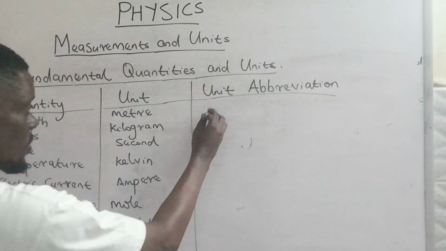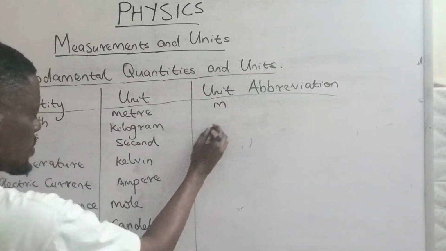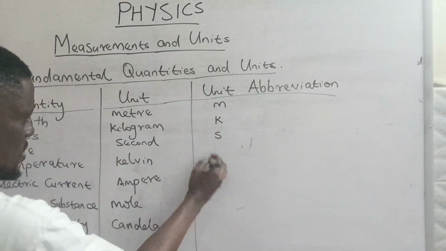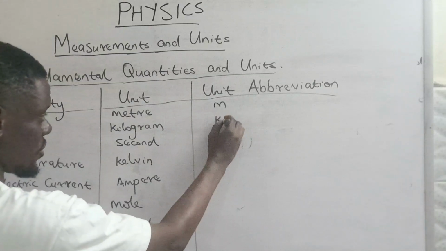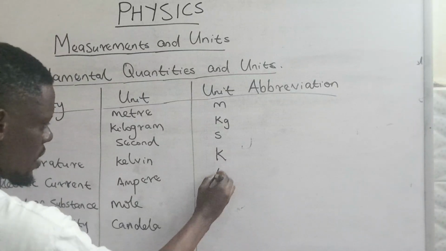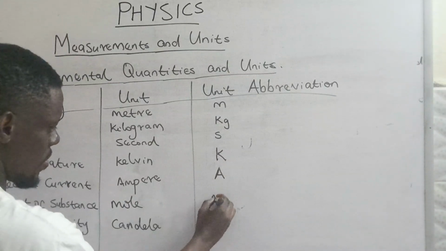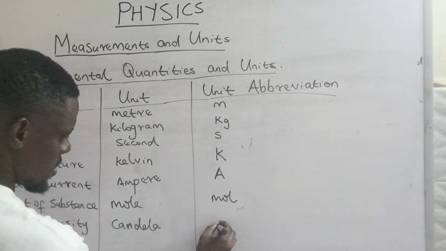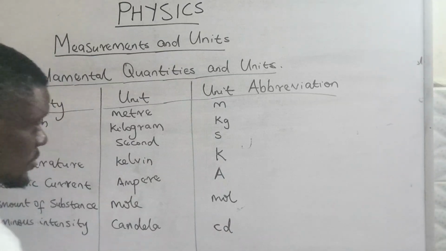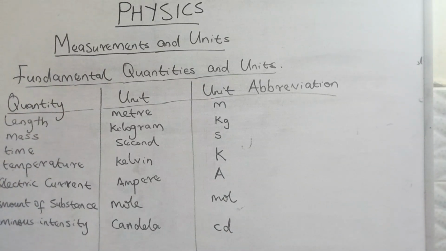So unit abbreviation for length is m, kilogram is kg, second, s, small letter, Kelvin, K, capital letter, ampere, A, mole, mol, candela, cd. All right. So these are 7 basic fundamental quantities, their units, and the unit abbreviation.